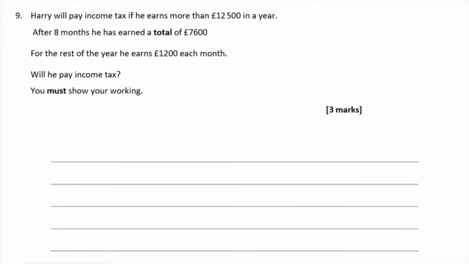Question 9 says Harry will pay income tax if he earns more than £12,500 in a year. After 8 months, he has earned a total of £7,600. For the rest of the year, he earns £1,200 each month. Will he pay income tax? You must show your working.